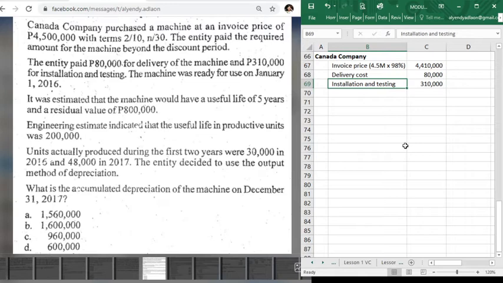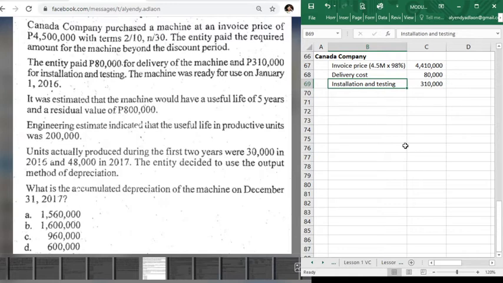Now it was estimated that the machine would have a useful life of 5 years and a residual value of 800,000. Engineering estimate indicated that the useful life in productive units was 200,000 units. So duha ang hatag nga useful life. The useful life in years and the useful life in productive units. Now, units actually produced during the first 2 years were 30,000 units in 2016 and 48,000 units in 2017. The entity decided to use the output method of depreciation.